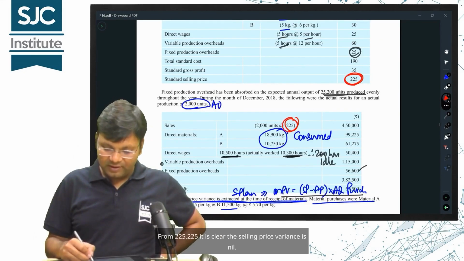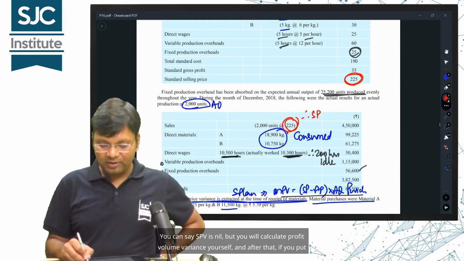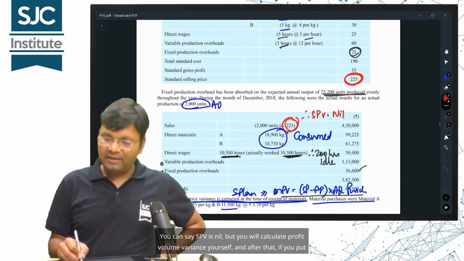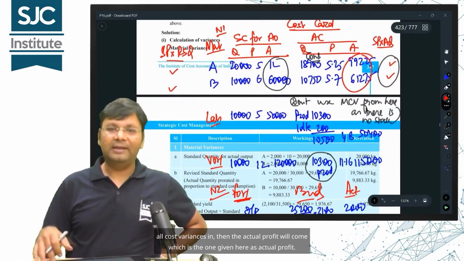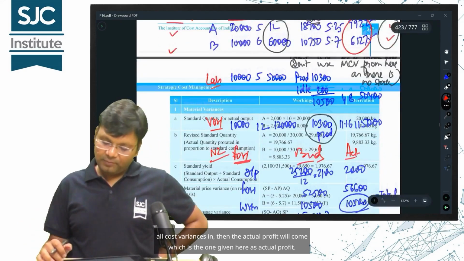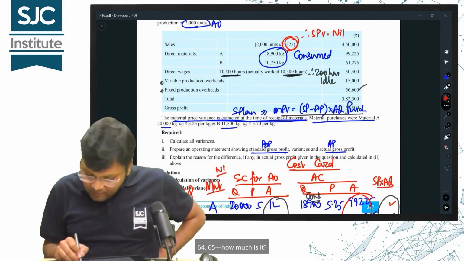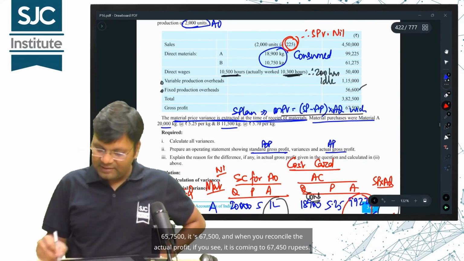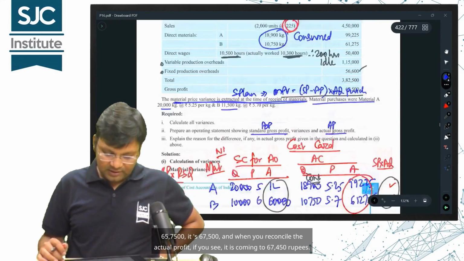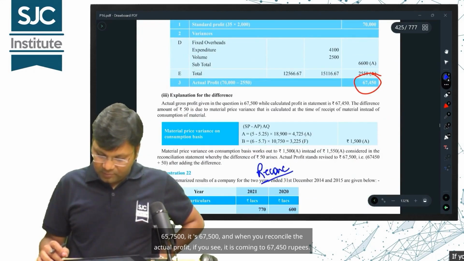From 225, 225 it is clear the selling price variance is nil. You can say SPV is nil, but you will calculate profit volume variance yourself, and after that, if you put all cost variances in, then the actual profit will come, which is the one given here as actual profit. It is 67,500, and when you reconcile the actual profit, if you see, it is coming to 67,450 rupees.